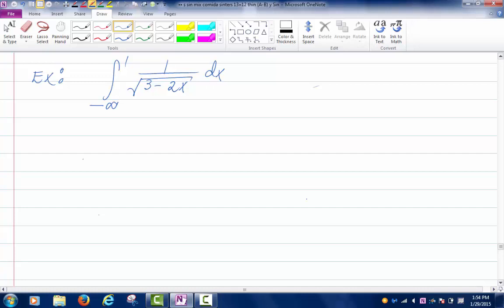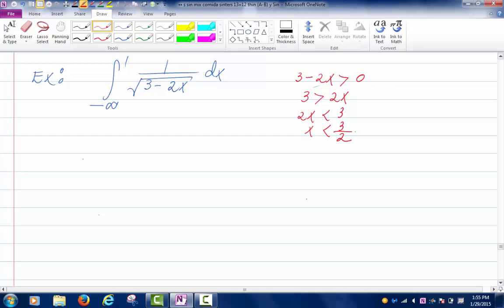Is it defined? Well, let's check. For the integrand to be defined, what is required? It is required that 3 minus 2x is larger than 0, right? That means 3 is larger than 2x, which means that 2x is less than 3, which means x is less than 3 halves, right? So as long as x is less than 3 halves, my integrand is defined. So my integrand is defined over the interval from negative infinity to 1. Okay.